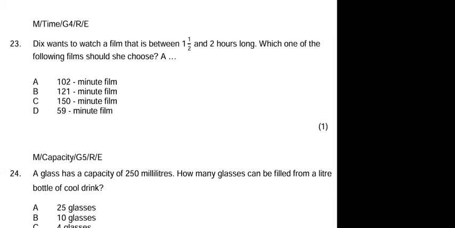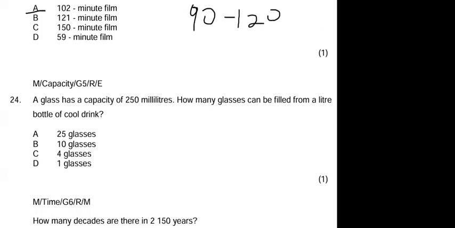It said Dix wants to watch a film that is between 1.5 and 2 hours long. Which of the following films should she choose? So it should be 1.5 and 2 hours. In terms of minutes, that's 90 to 120. Anything from 90 to 120. 60 minutes make an hour, so 1.5 would be you add another 30, right? Everybody should know that. All right, let's go.